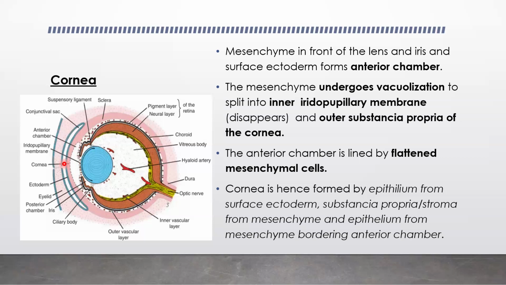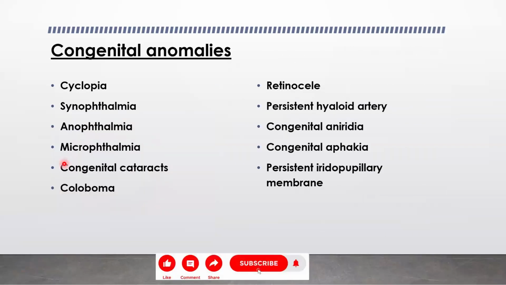Remember, you have this inner iridopupillary membrane supposed to disappear. If it doesn't disappear, you'll see an anomaly in a few minutes. So we've come to the anomalies. You can have cyclopia, which is when you have one eye. Synophthalmia, when you have fused eyes. Anophthalmia, absence of maybe one of the eyes, or complete absence of all the eyes. Microphthalmia, reduced size of the eye or diminished eye.